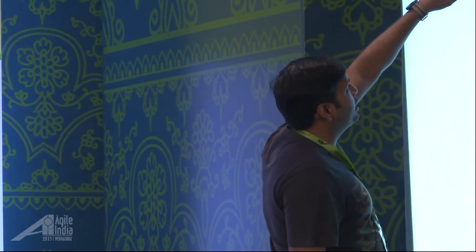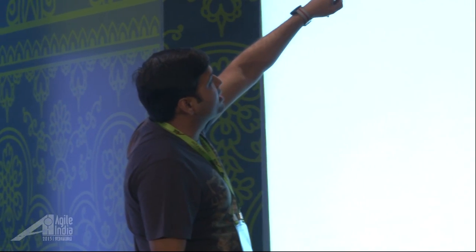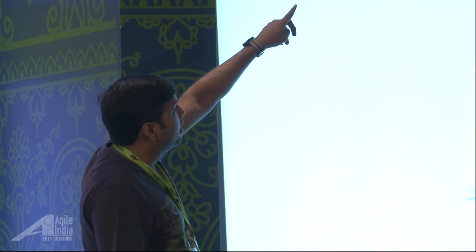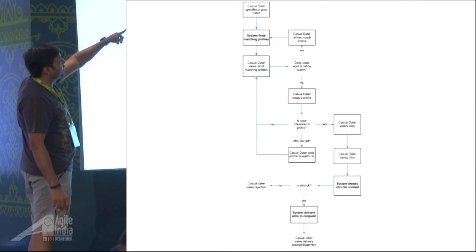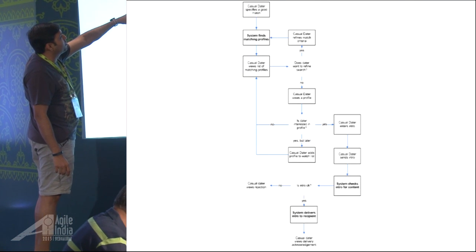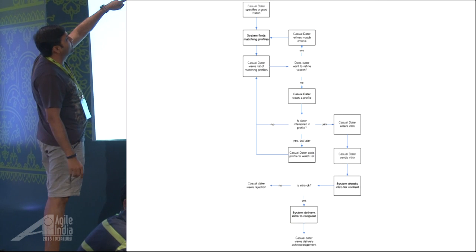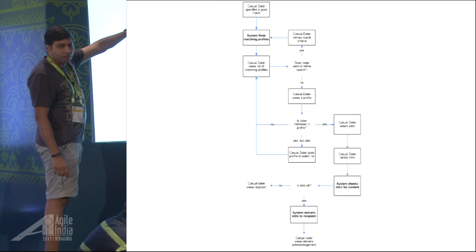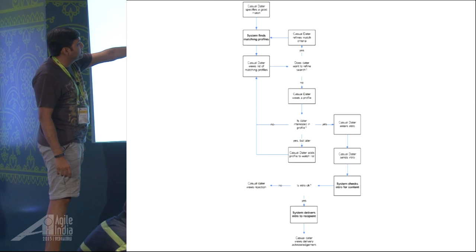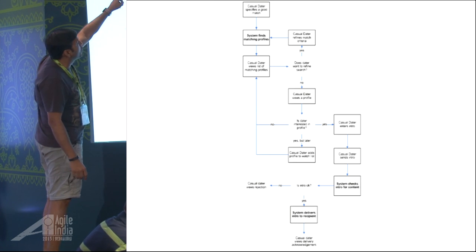So basically, the casual dater specifies a good match. The system finds matching profiles. Then the casual dater views the list of matching profiles. Does the person want to refine it? Then goes back and refines the search. Else looks at the details of the profile. And then if interested, we proceed, else go back.